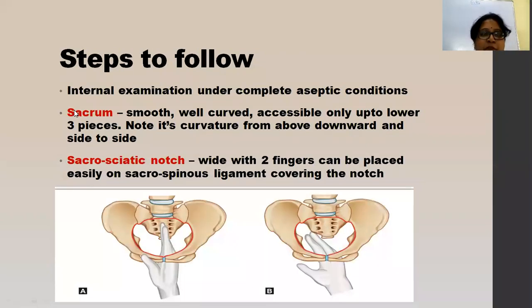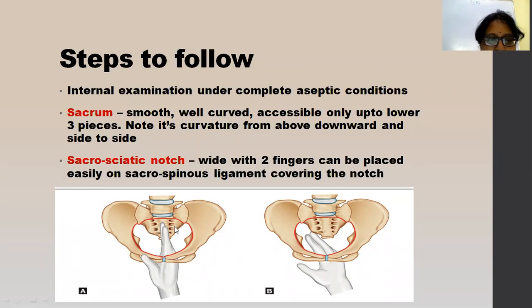So what are the steps you follow? You'll do an internal examination under complete aseptic precautions. You'll ask the woman to empty her bladder, lie down in dorsal position, take her consent, and do an internal examination. And in internal examination, what do you see?